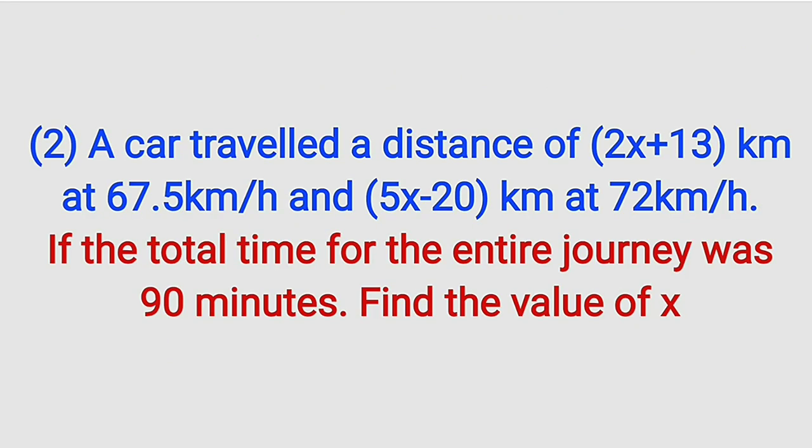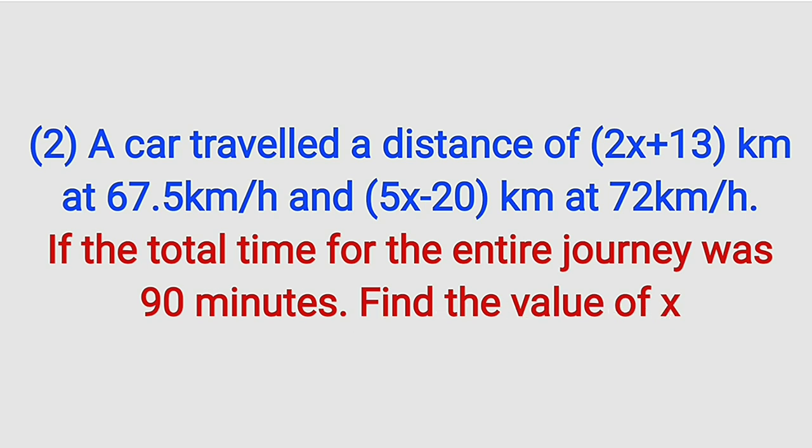Here is question number 2 of WAEC 2024 Mathematics Examination, the theory questions. The question reads, a car traveled a distance of 2x plus 13 km at a speed of 67.5 km per hour. Another journey of 5x minus 20 km at a speed of 72 km per hour. If the total time of the entire journey was 90 minutes, we're asked to find the value of x.